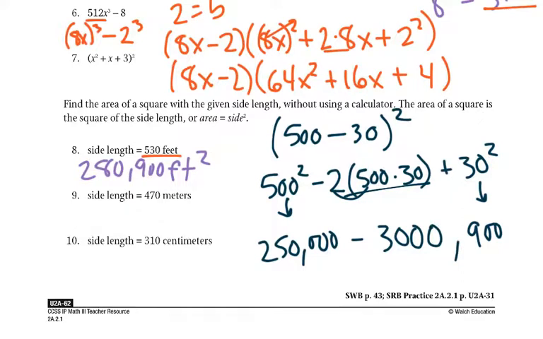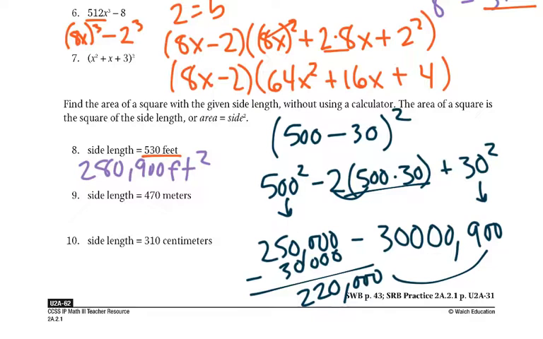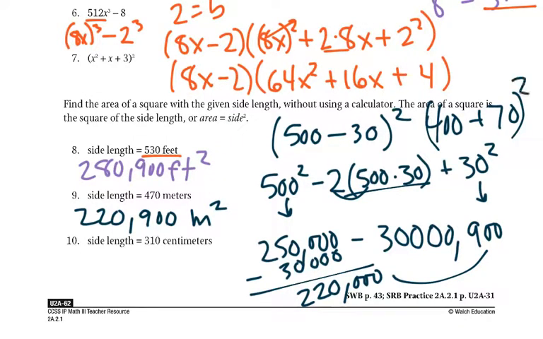So we'd end up just subtracting 30,000, I mean, not 3,000. Okay, and getting 220,000, then adding 900. So we get 220,900 feet squared, or meters squared. Okay, so that's kind of that way. We could have also gone 400 plus 70 and done it that way as well.